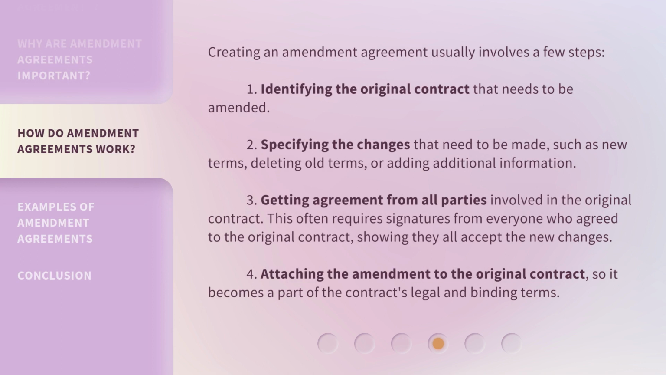Creating an amendment agreement usually involves a few steps. 1. Identifying the original contract that needs to be amended. 2. Specifying the changes that need to be made, such as new terms, deleting old terms, or adding additional information. 3. Getting agreement from all parties involved in the original contract. This often requires signatures from everyone who agreed to the original contract, showing they all accept the new changes. 4. Attaching the amendment to the original contract, so it becomes a part of the contract's legal and binding terms.